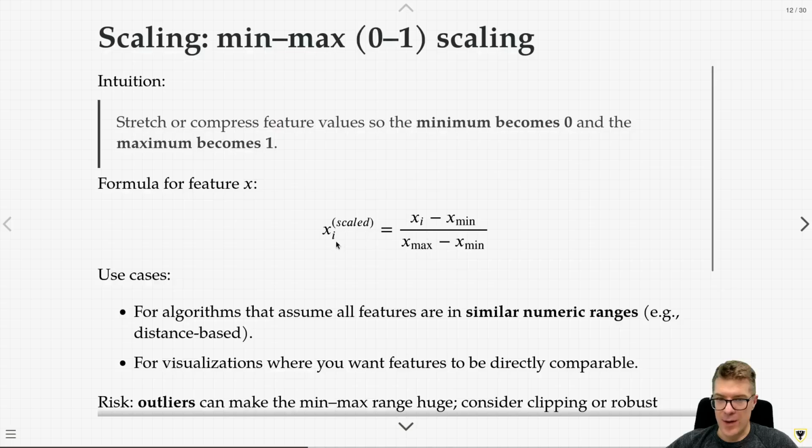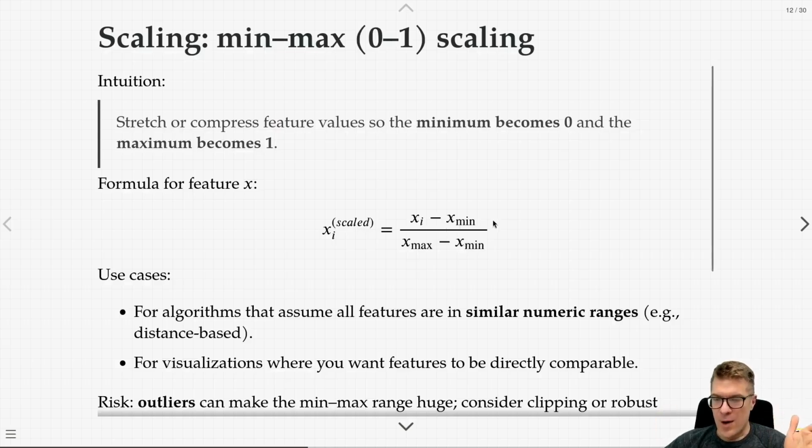For any data point, x sub i, in my data set, I'm going to subtract out the minimum value, and then I'm going to divide by x max minus x min. This is similar in form to what we saw a moment ago with z-scaling, in the sense that it's like x sub i minus something, divided by something that scales things. Same idea. We shift things and then we scale them.